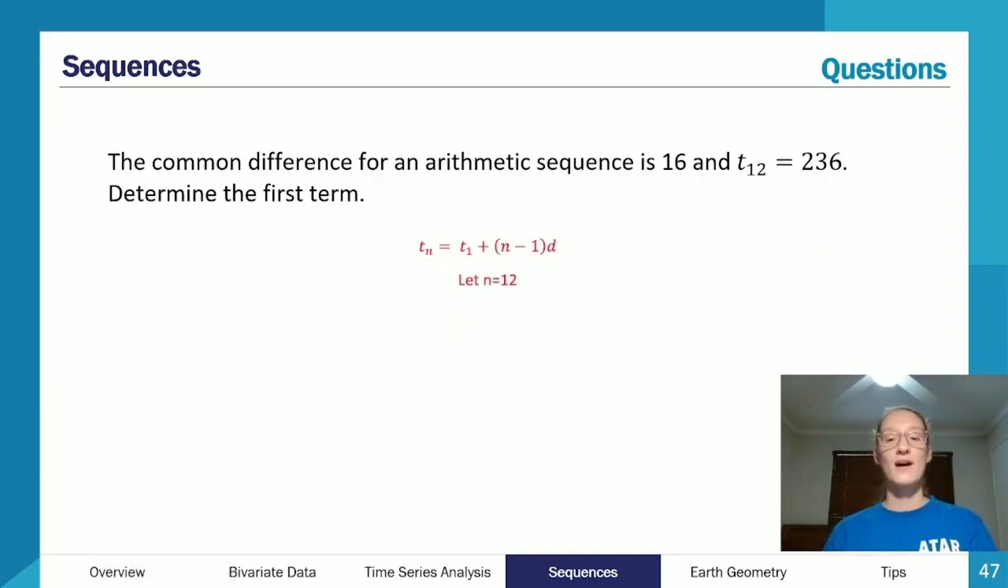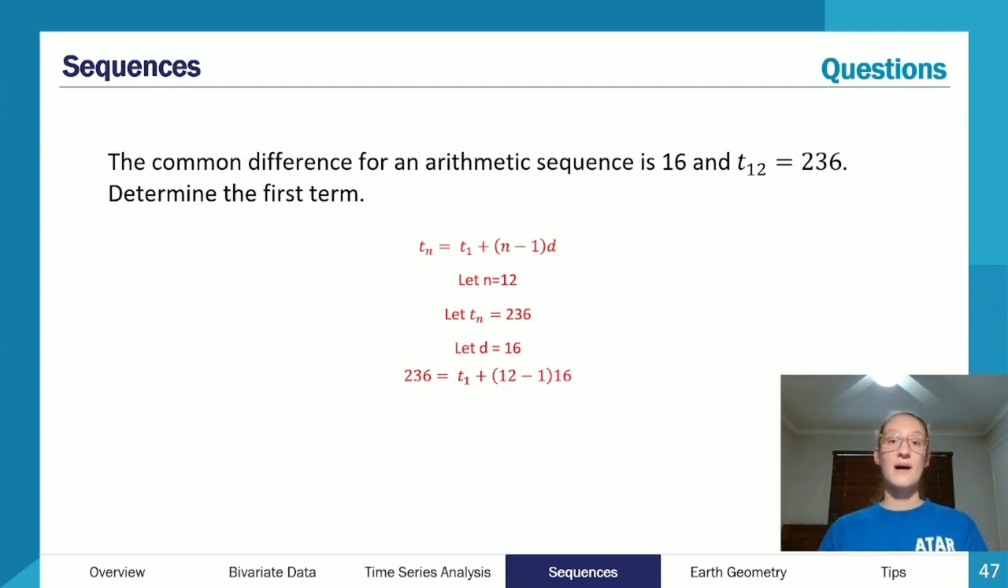So I'm going to define all my other variables. I'm going to say let n equal 12 because I know what term 12 is. I know it's 236, so that's another known value that I can substitute in. So I'm going to say let Tn equal 236. I'm going to say let D, the common difference, be 16 because that's what we've been told. So now I can substitute in because Tn we've said is T12, so that's 236, is equal to T1 plus bracket 12 take 1 bracket 16.